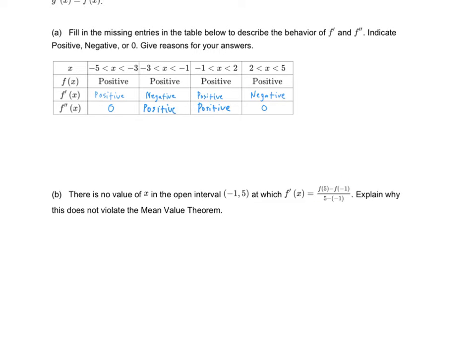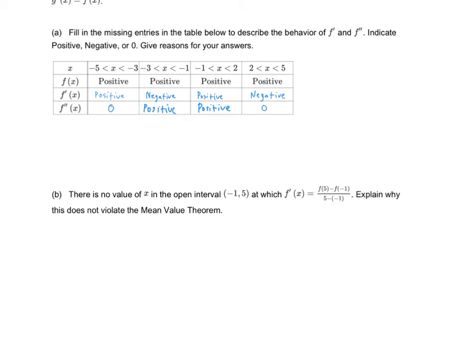So the mean value theorem says that there is always a point on an open interval where the slope of the tangent line equals the slope of the secant line, where the derivative equals this slope. And so there should be, according to the mean value theorem, but this says there's not. So they say explain why this doesn't violate the mean value theorem.